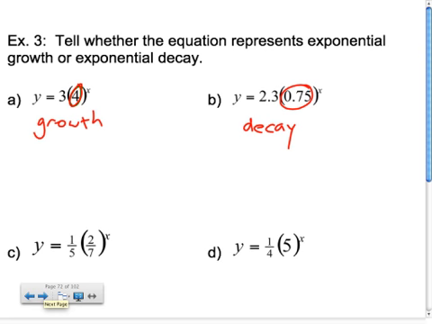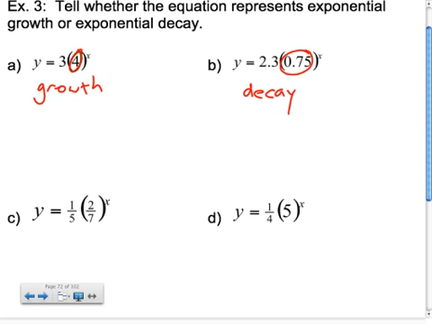Go ahead and pause the video. Do part C and D real quick to make sure that you have this. Part C. That's also decay. 2/7 is less than 1. And the last one, part D here, is going to be growth because 5 is bigger than 1. Okay, so hopefully you're getting the idea that growth and decay are very similar. The only difference is your b value, really.